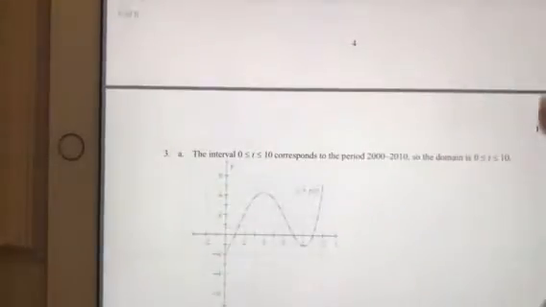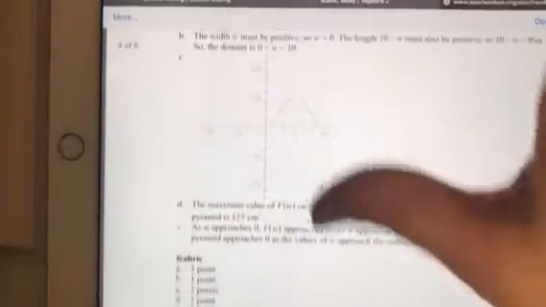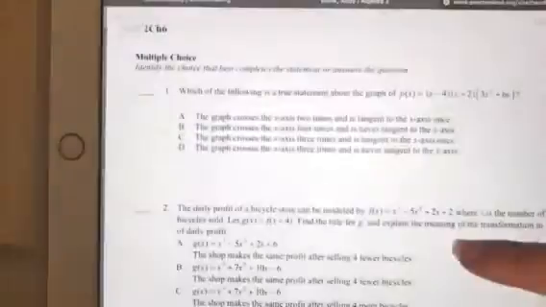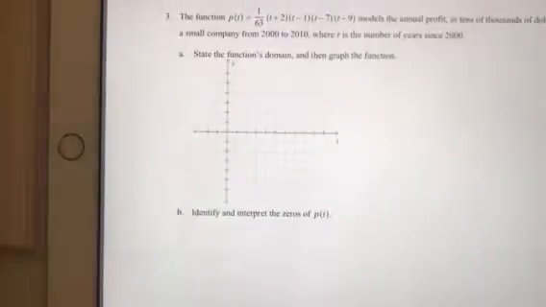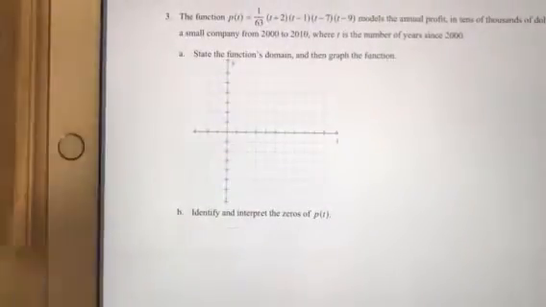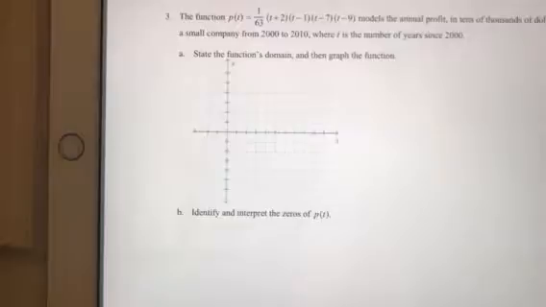All right. So if we want to go back and look at number 3, my game wants to play. If you take a look at problem number 3, sorry, I'm scrolling back and forth here today. The function models the annual profit in tens of thousands of dollars for a small company from 2000 to 2010, where T is the number of years since 2000. State the function's domain and then the graph.